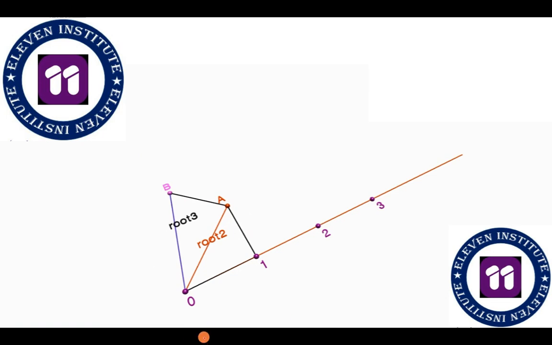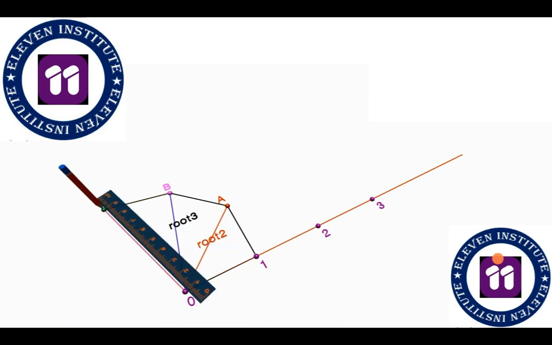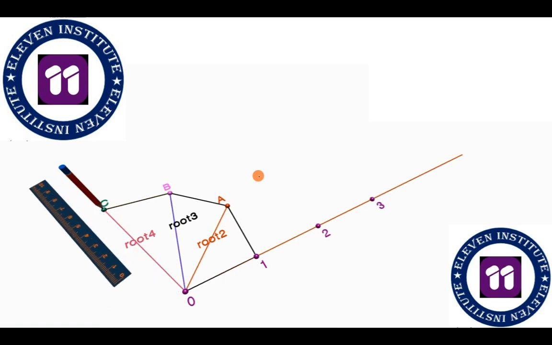Again we will draw an altitude of length 1 unit, but this should be perpendicular. Make sure this angle should be 90. Again when I join the hypotenuse, we will get root 4. Now root 4 is 2, so when you draw the arc it will intersect over here, but we will not draw it because we want root 5.